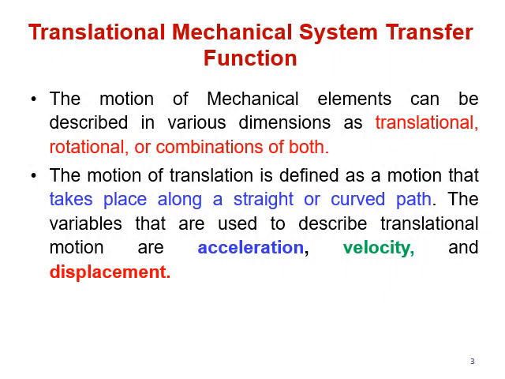So here we will start the translational mechanical system transfer function. The mechanical motion can be either translational or rotational or a combination of rotation and translational. The translational mechanical system will take place if the motion is going in a straight line or curve. So either it's a straight line, as you see here, or it's in a curved way. In both ways, we call it a translational mechanical system. In a translational mechanical system, the input is force, with the output is displacement.